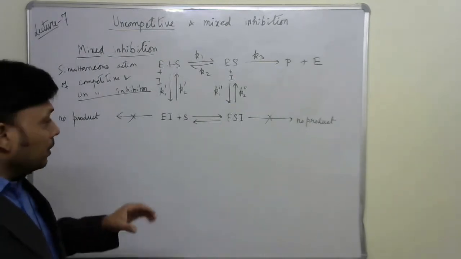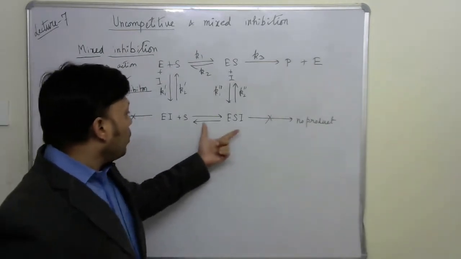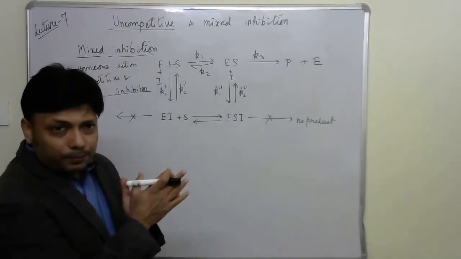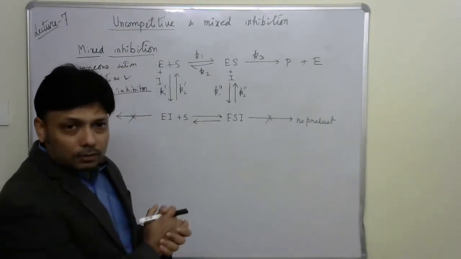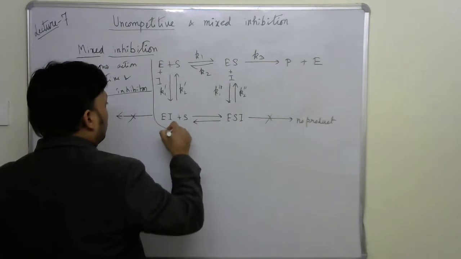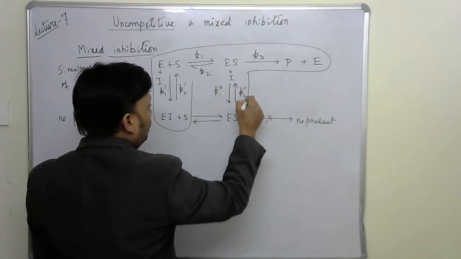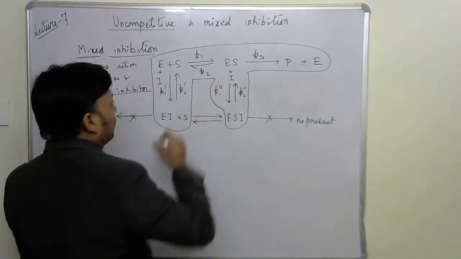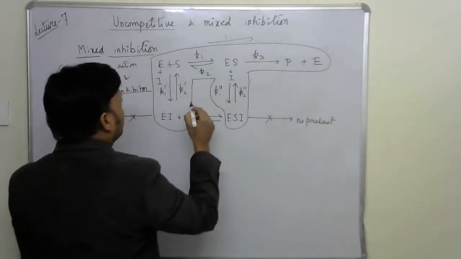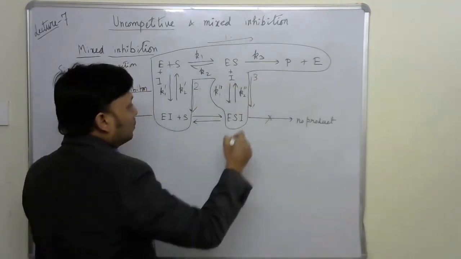But two things to remember: whenever EI is formed there is no product, and whenever ESI is formed there is no product. Although I have written that EI plus S and ESI may be reversible, they don't have any effect on the product formation. So basically we have to concentrate on this whole pathway, and also individually on this pathway. Basically we have three routes: route number 1 going in this direction, route number 2 going in this direction, and route number 3 going in this direction.